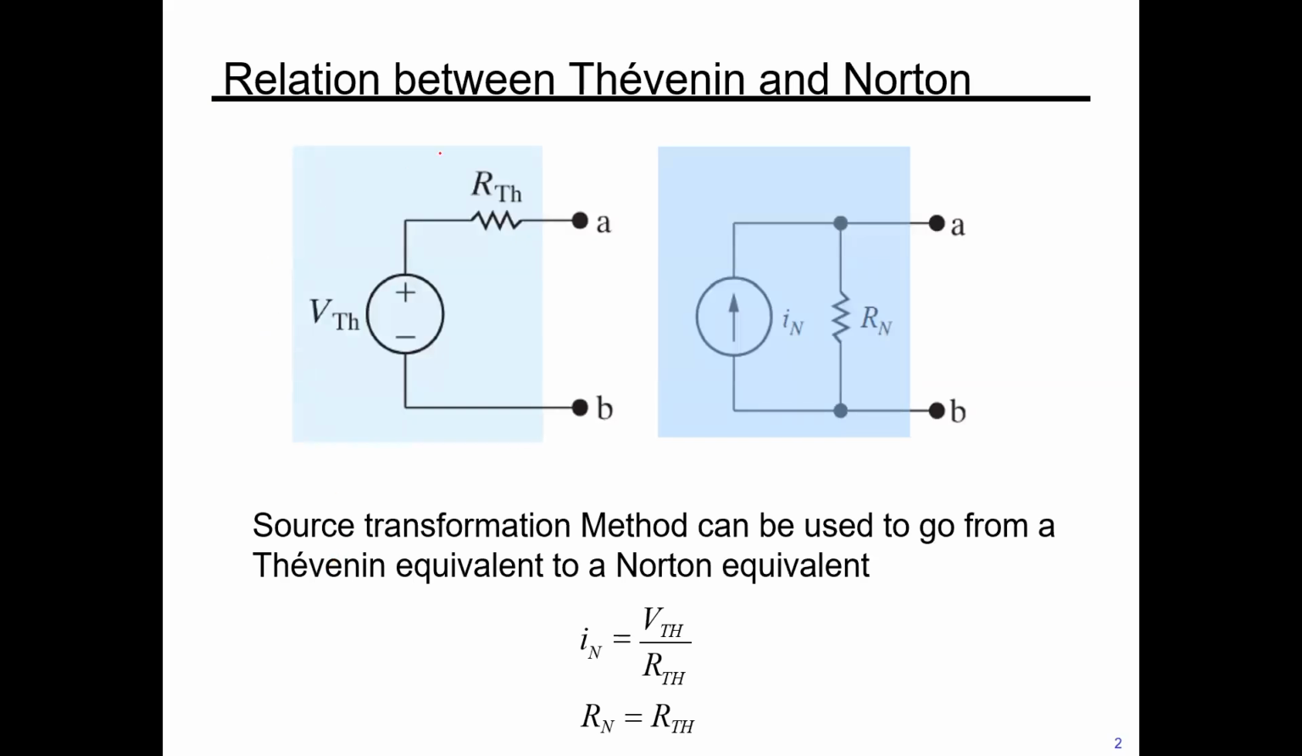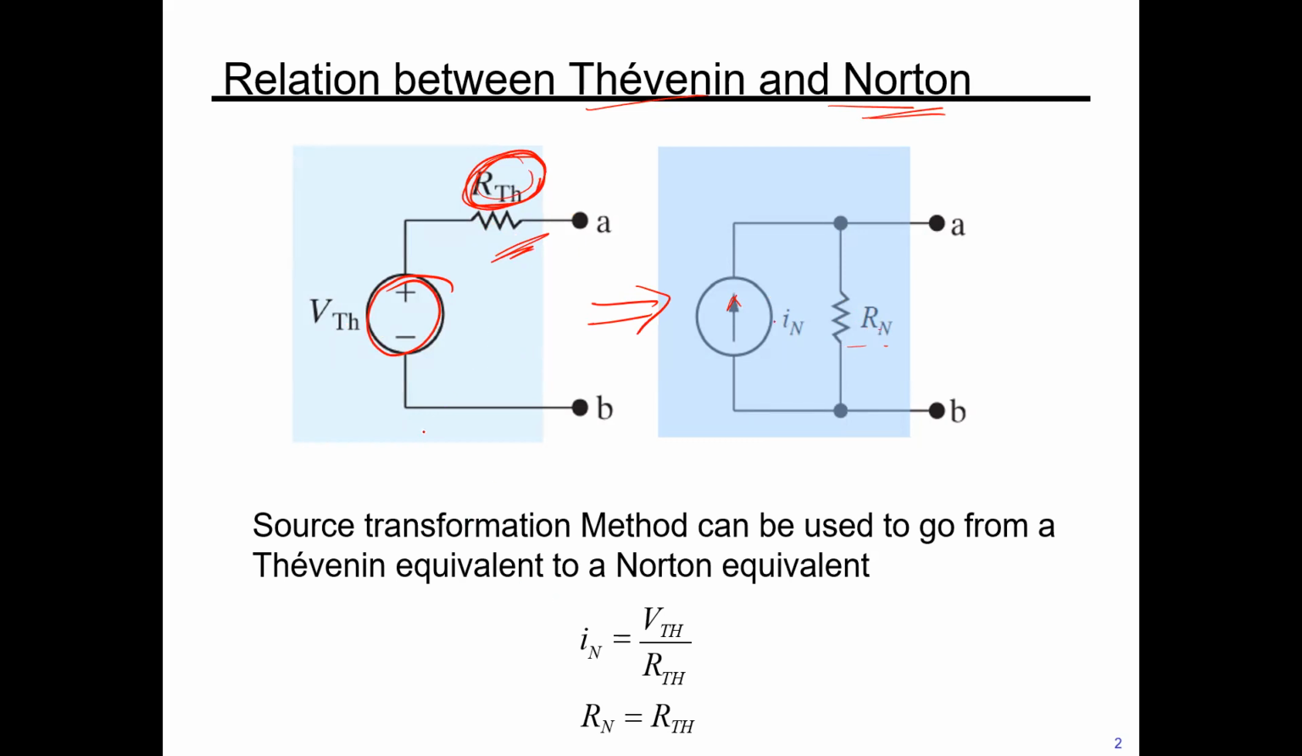If we look at the relationship between Thevenin and Norton equivalents, in the Thevenin equivalent the circuit is represented using an equivalent resistance in series with the voltage V Thevenin. In the Norton circuit, the current source is in parallel with the Norton resistor. So the resistance that is in series in Thevenin is in parallel in the Norton circuit. Here is the relationship.